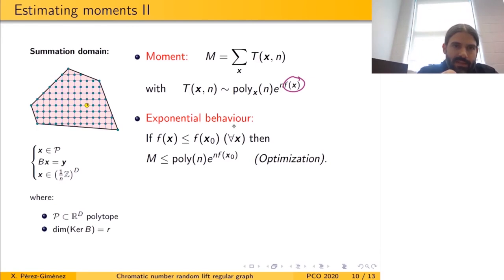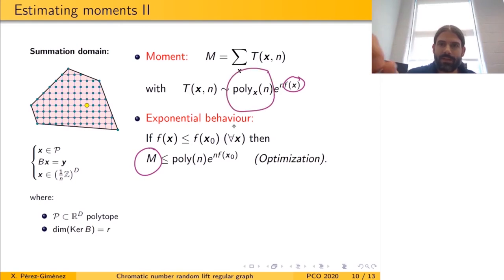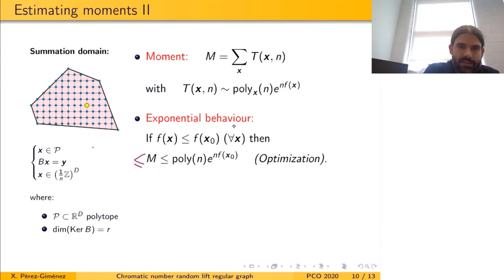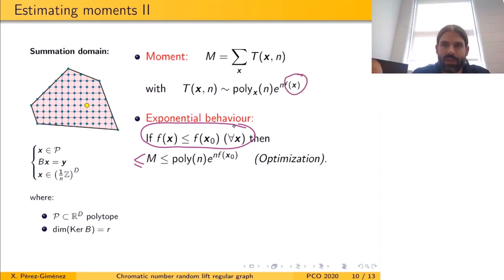If you only cared about the exponential behavior of the moment, it's enough if you can maximize this function f, in your domain or even just in the polytope, so that you can find some x naught that's a unique global maximum of the function. Then you can basically say that the exponential contribution to this sum comes from the term corresponding to x naught, because you have some polynomial factor and the number of terms in this sum is also polynomial. It's at most something like n to the d. So the sum is at most some polynomial times the term corresponding to x naught. And in fact, this sum is at least the term corresponding to x naught. So you can very easily characterize the exponential behavior of the moments, provided that you can maximize this function.